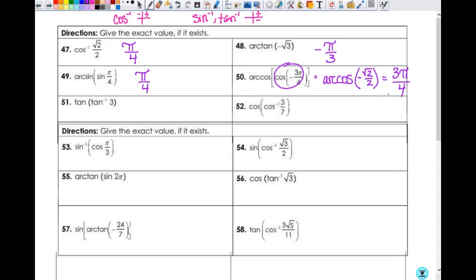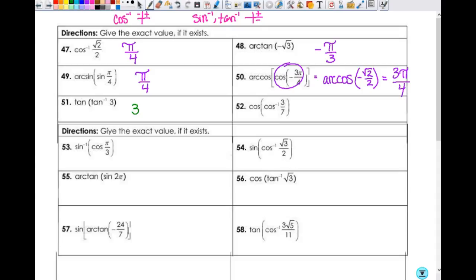Now, 51 and 52. I can't work from the inside out. I can't find these things. I don't know what the tangent inverse of 3 is, and neither do you. So this is where you have to decide, like, can this work? I can take the tangent inverse of anything between negative infinity and infinity, and I can take the tangent of any angle. So this lives within that negative infinity to infinity, which means I can use the inverse rule, so the tangent of the tangent inverse of 3 is just 3.